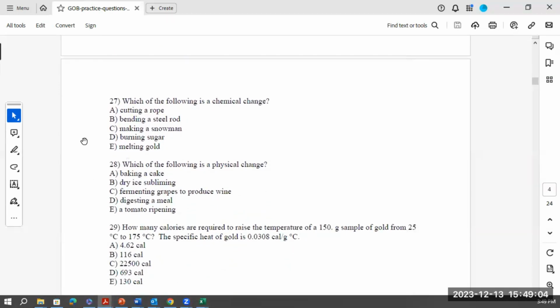Which of the following is a chemical change? A, cutting a rope. B, bending a steel rod. C, making a snowman. D, burning sugar. E, melting gold. You said D as in donkey? That is correct. Burning sugar, right? Remember caramels in the very beginning? Yeah.